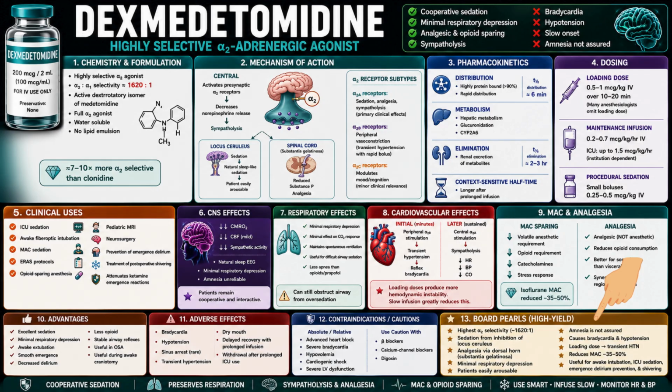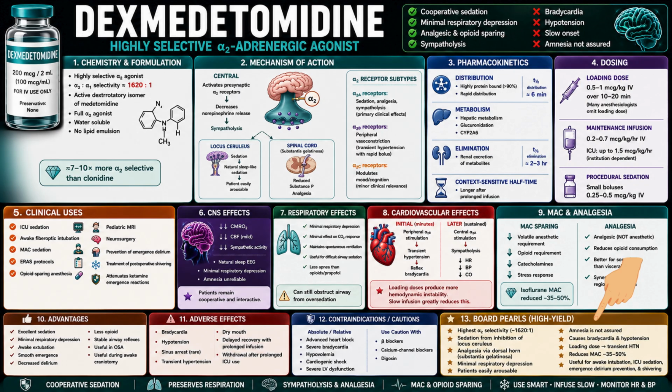5. Sedation resembles natural sleep. EEG shows sleep spindles, not anesthetic suppression. 6. Patients can remain cooperative and interactive, easily arousable. 7. Amnesia is not assured. Critical exam fact. 8. Minimal respiratory depression, the defining advantage, preserves spontaneous ventilation even at high doses. 9. Biphasic cardiovascular effect: initial peripheral vasoconstriction, transient hypertension. Sustained central sympatholysis, bradycardia, hypotension.